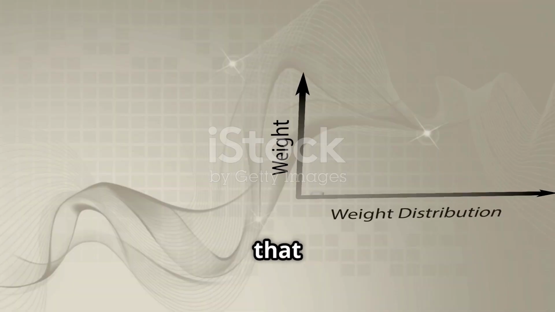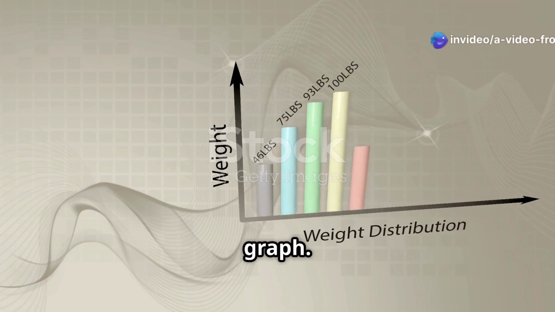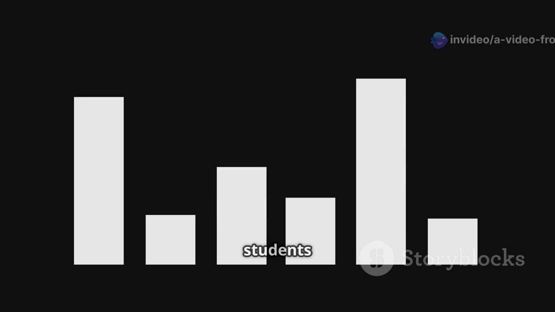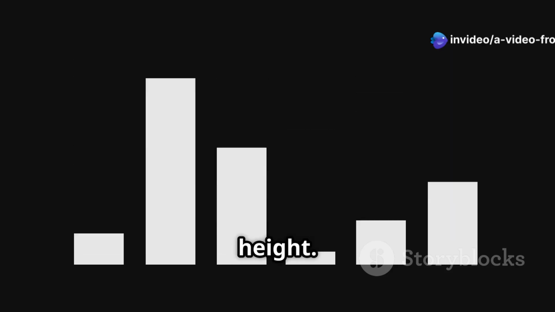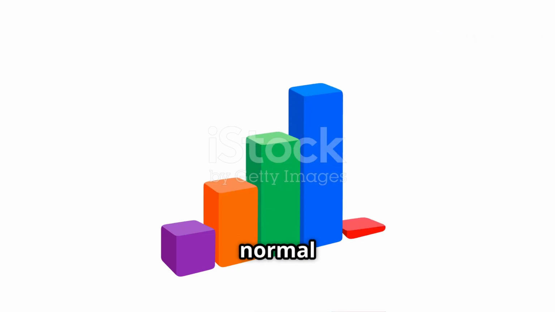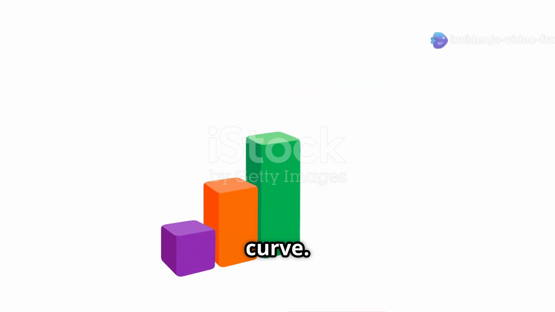You would probably find that most students are around average height, forming a peak in the middle of your data graph. This peak represents the most common height range among the students. With fewer students being very tall or very short, the graph starts to taper off on both sides. This tapering effect creates a shape that is symmetrical around the average height. This natural distribution of data, where most values cluster around the average, is what we call a normal distribution. It is a fundamental concept in statistics and is often represented by a bell-shaped curve.